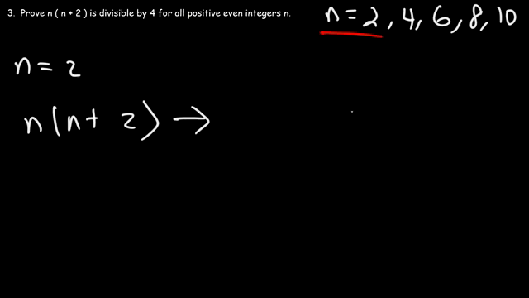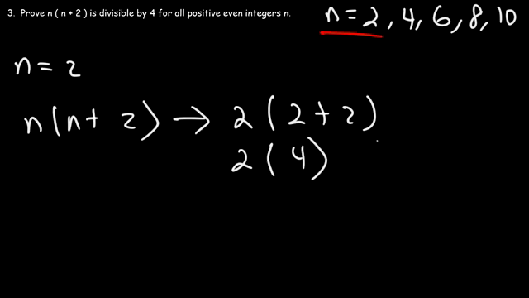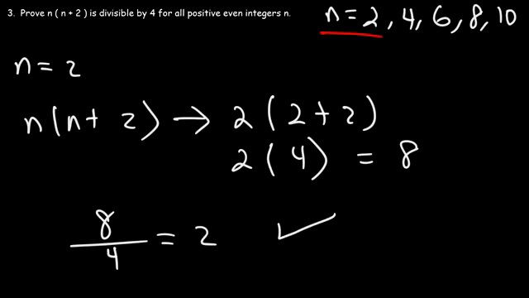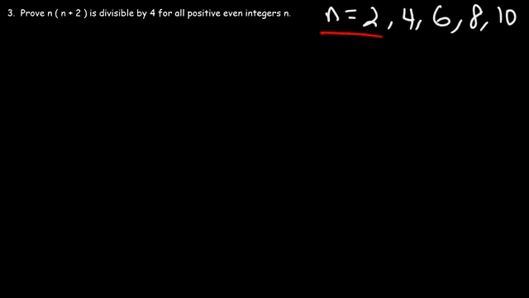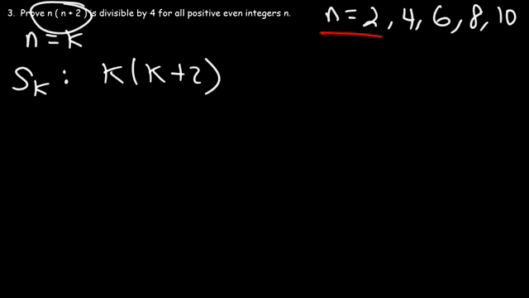So we're going to start with that. If we replace n with 2, we'll have 2 times 2 plus 2. 2 plus 2 is 4. 2 times 4 is 8. And 8 is divisible by 4. So this works. Now our next step is to set n equal to k. So s of k, that's going to be k times k plus 2. Replacing n with k, and we want it to be divisible by 4. So we're going to set it equal to 4m instead of 5m this time.